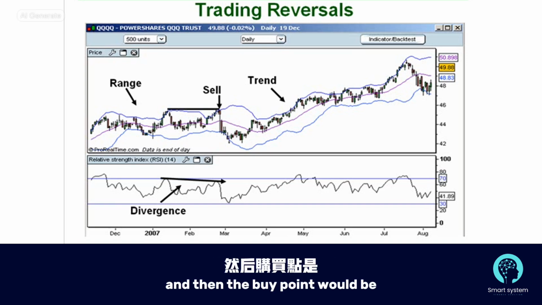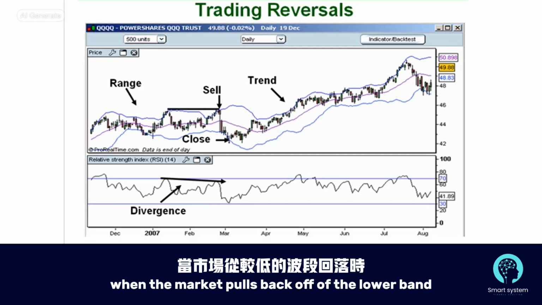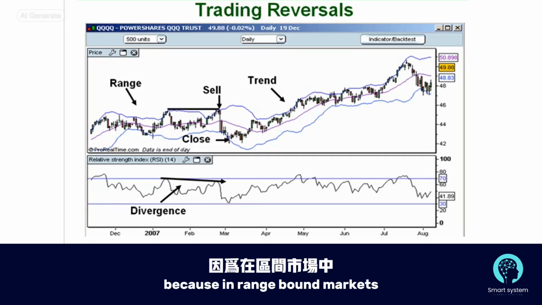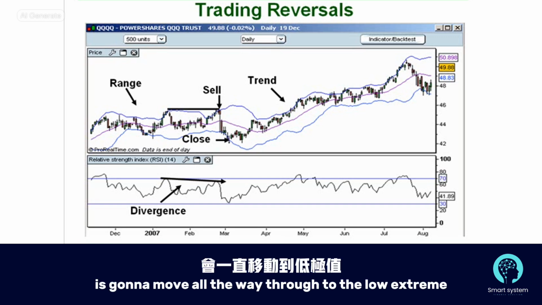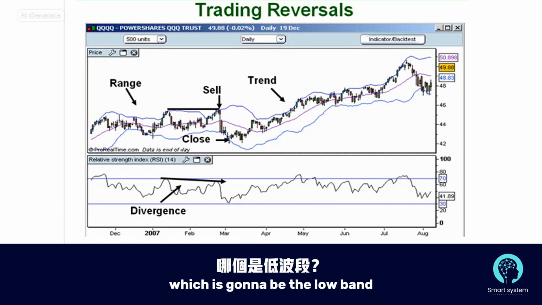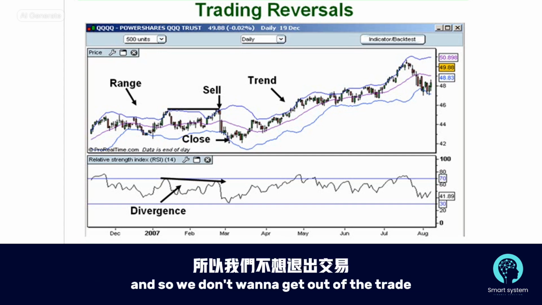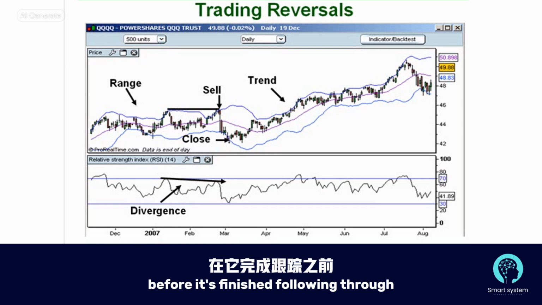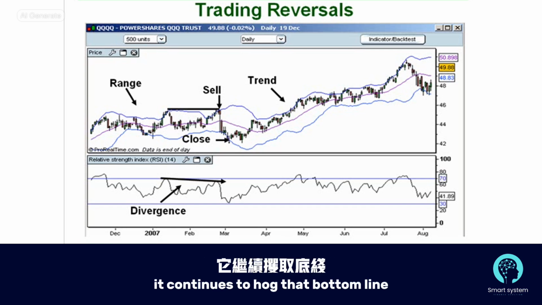And then the buy point would be when the market pulls back off of the lower band, because in range-bound markets, we're anticipating that a move that starts at one extreme, the high band, is going to move all the way through to the low extreme, which is going to be the low band. And so we don't want to get out of the trade before it's finished following through. If it goes into a downtrend, it continues to hug that bottom line. We want to be in that trade, so we're going to wait for a pullback off of the bottom Bollinger Band line.